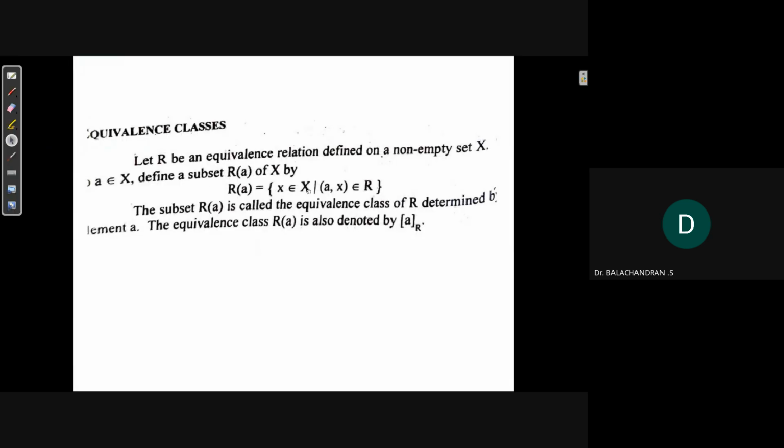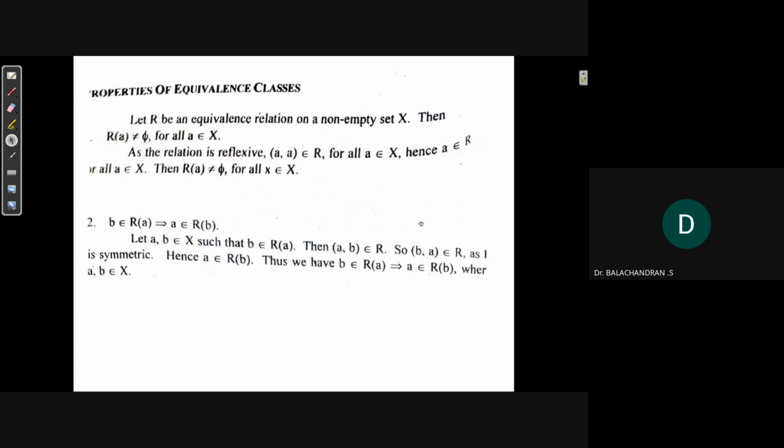This is the definition of R of A. This R of A is a subset of the given set. That is called the equivalence class of R determined by the element A. This equivalence class R of A is also denoted by this symbol: the equivalence class of A, with suffix R.